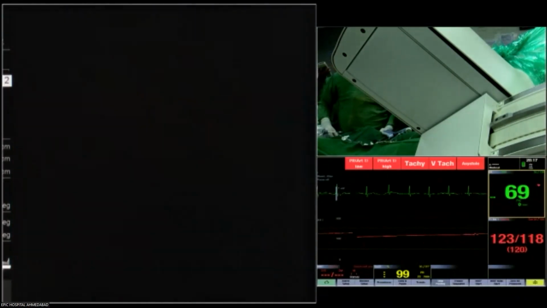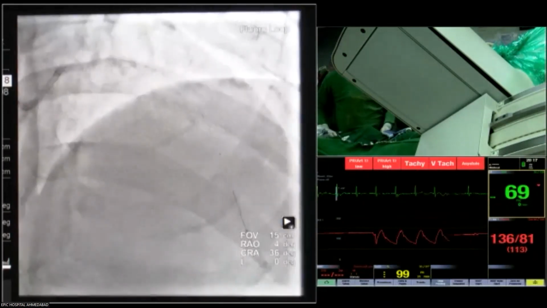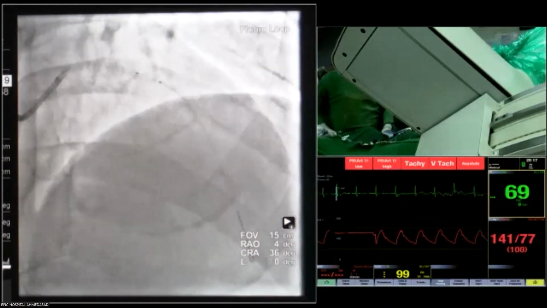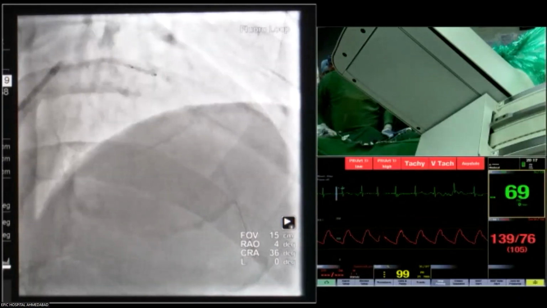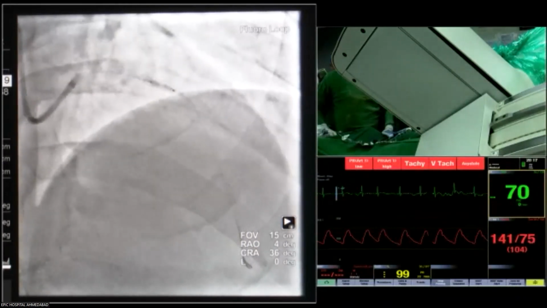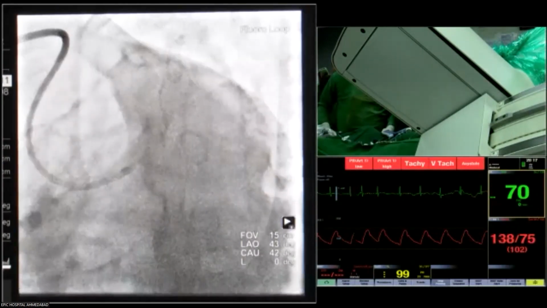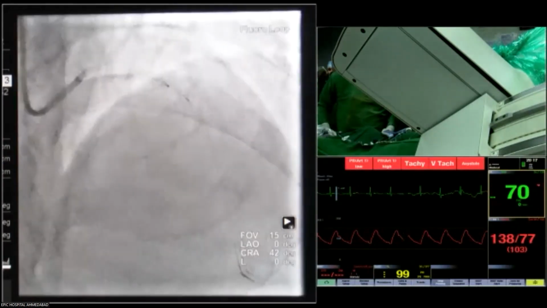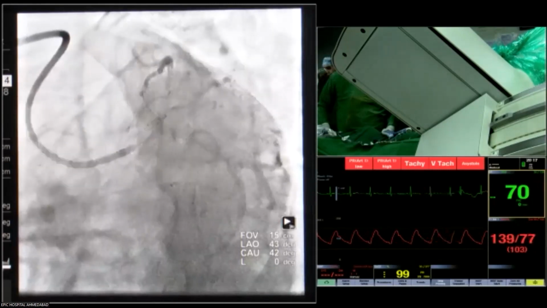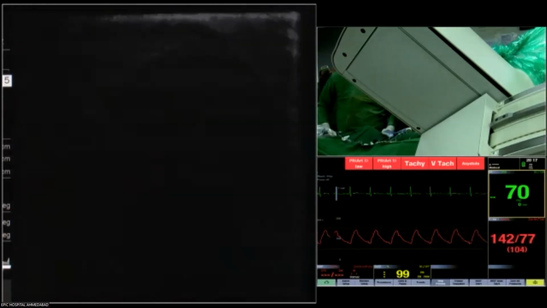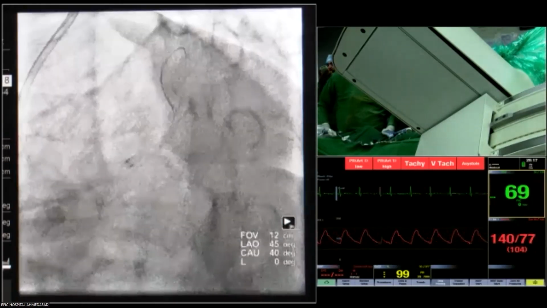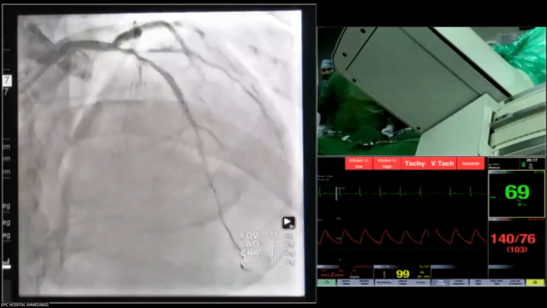The only thing is that we were not sure whether we were going to do a crossover or a true ostial approach. So this was a 3x10 Wolverine. And finally we went up to 16 atmospheres with the Wolverine because it was a very tough lesion, it was not cracking. And then we dilated the ostium also.